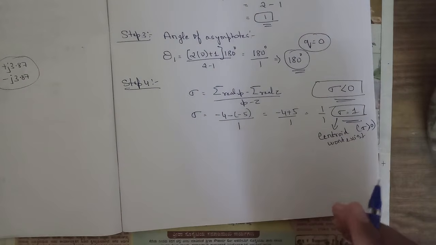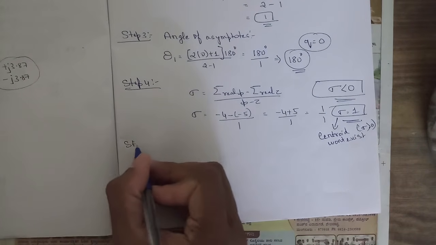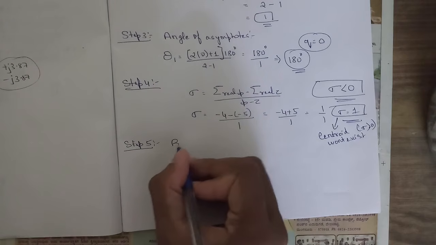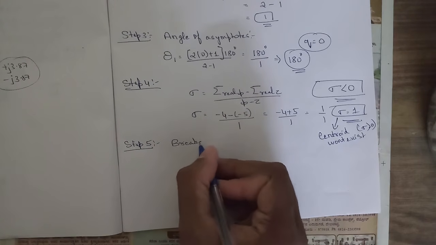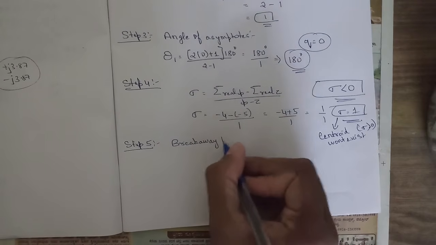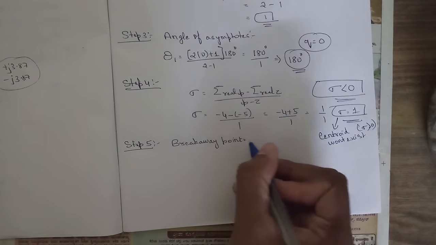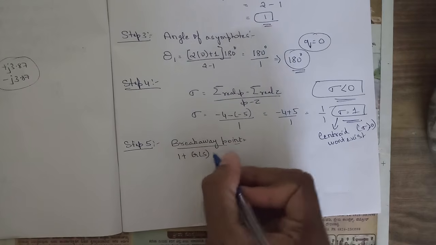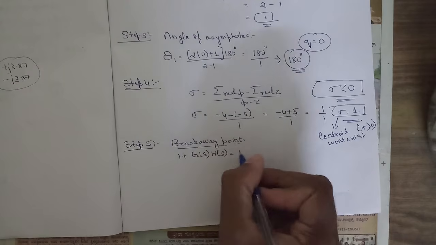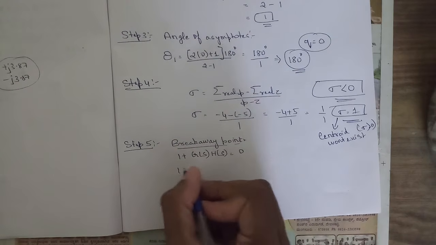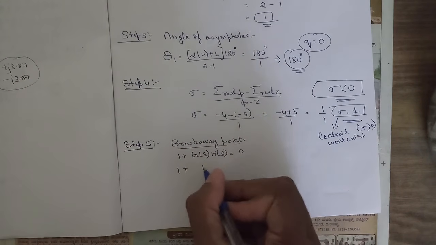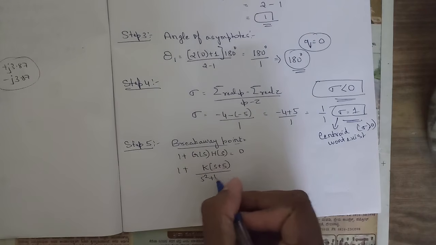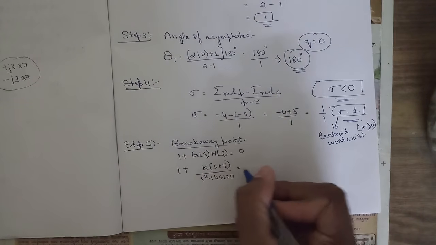So that's why. Now step 5, that is determining the breakaway point. Here we are going to have a bit of a problem. Breakaway point: 1 plus g of s into h of s is equal to 0. In the question they have given it as k into (s plus 5) divided by (s square plus 4s plus 20) is equal to 0.